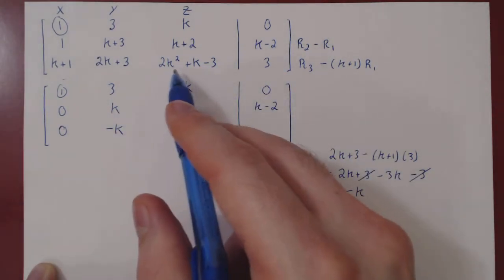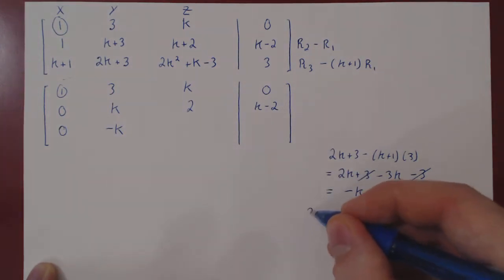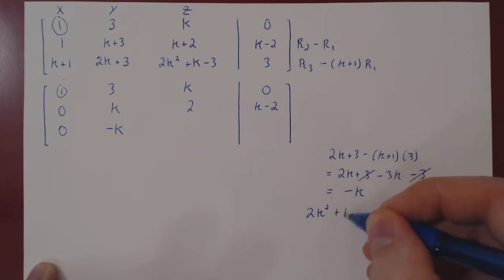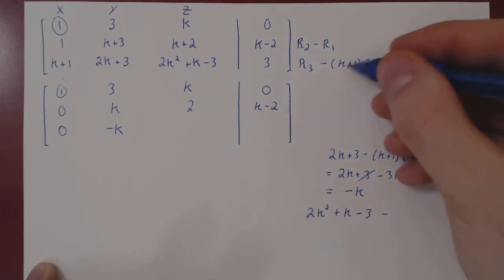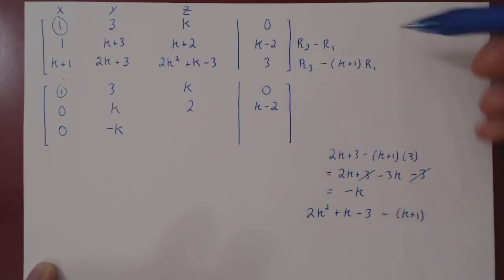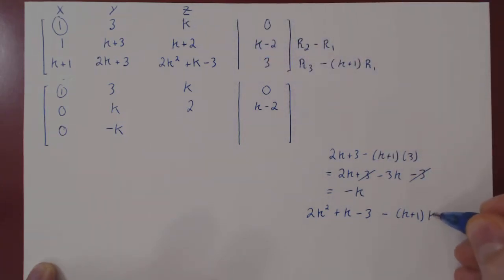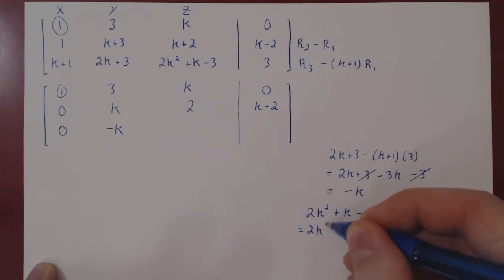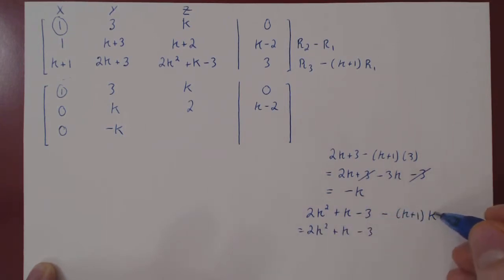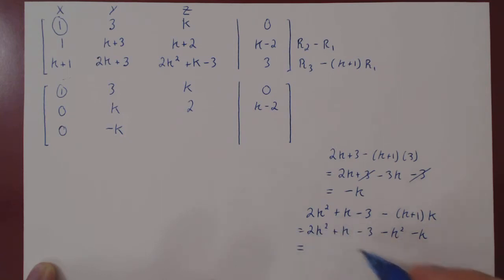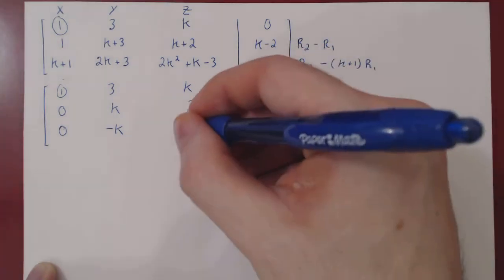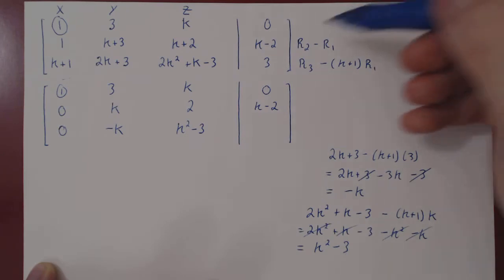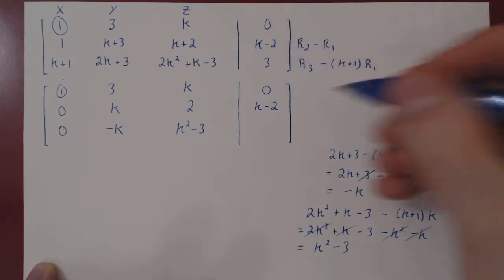Second entry, 2k squared plus k minus 3, minus k plus 1 times the entry in row 1, which is k. So what do we have? 2k squared plus k minus 3, k times k squared minus k squared, k times 1, k minus k. 2k squared minus k squared is k squared. K minus k is 0. And we're left with a negative 3. So k squared minus 3. Finally, this is quite simple. 3 minus 0 times k plus 1 is 3 minus 0, which is simply 3.